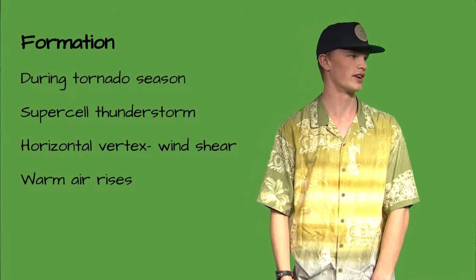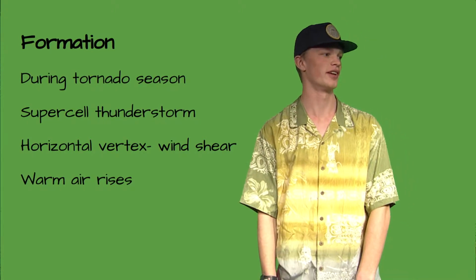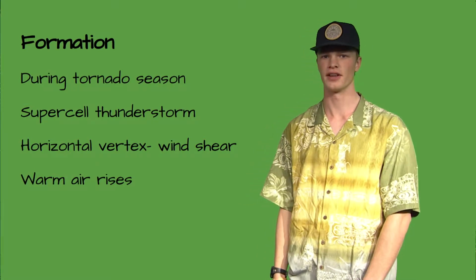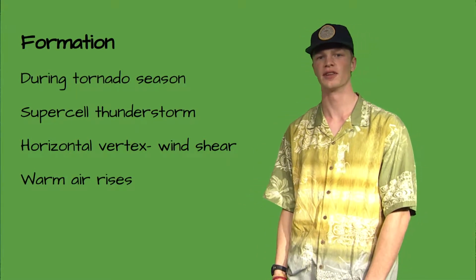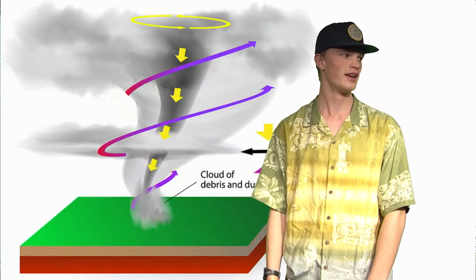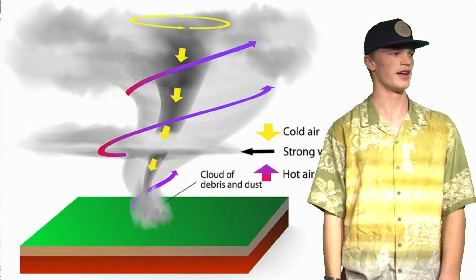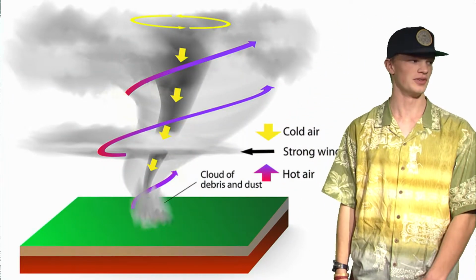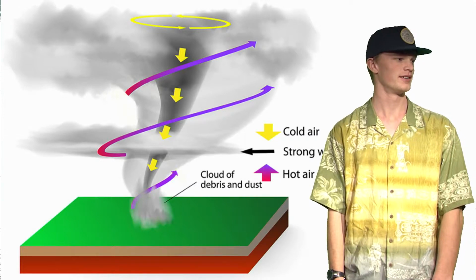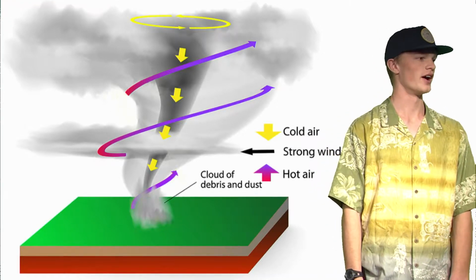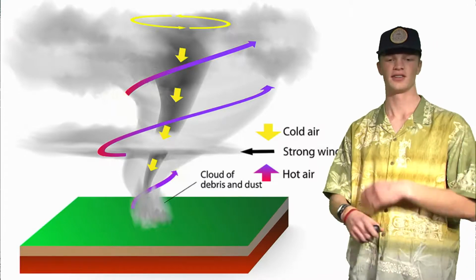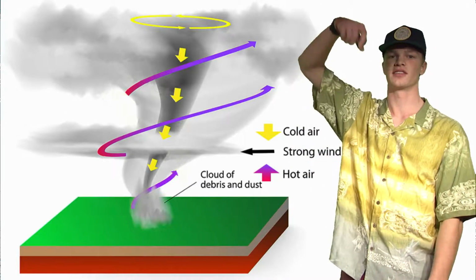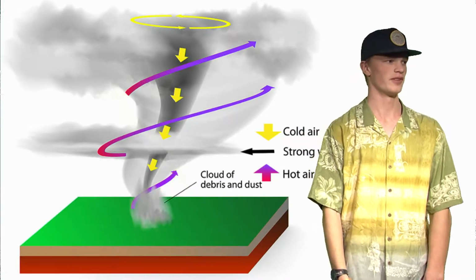And this all occurred in a supercell thunderstorm during the tornado season in the spring, when the air is warm and moist. So this is a more visual showing of it. You get the shear that goes up like this, and that's how you get the vertical spiral shape of the tornado.